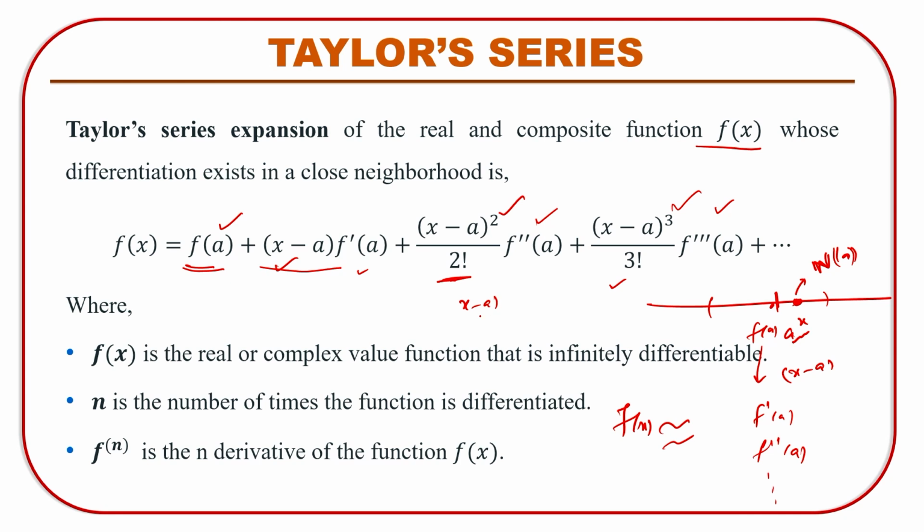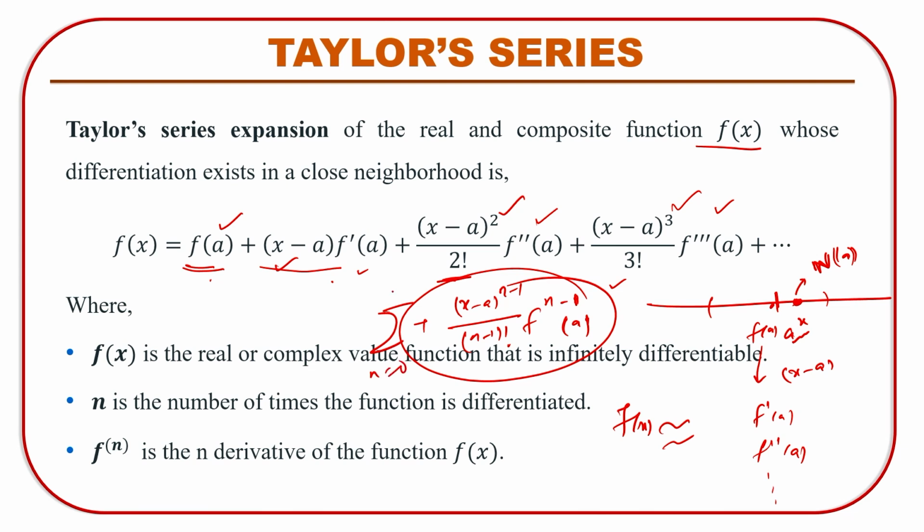The nth term will be (x minus a) to the power n minus 1, divided by factorial n minus 1, into the (n minus 1)th derivative of f at a. That will be the nth term of the Taylor series. So, how can you write f of x? f of x is nothing but the sum from n equal to 0 to infinity of that nth term.